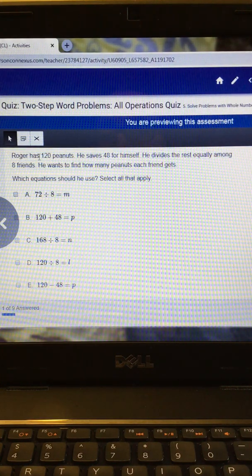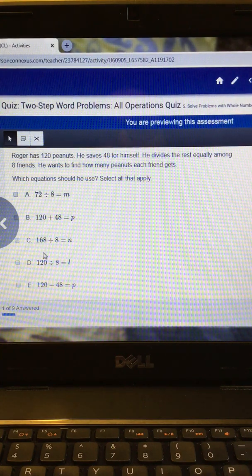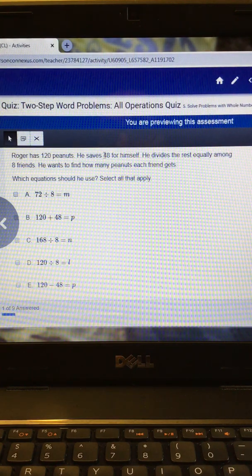So first, Roger has 120 peanuts and he saves 48 for himself. So 120 is going to be the beginning number of one of our equations, and then if he saved 48 for himself, we need to see, is he adding 48 or is he subtracting 48? So your first equation is going to be either B or E. Then it says he divides the rest equally among his friends. So once you get your answer, either B or E, then you need to select the next equation that would answer the question.